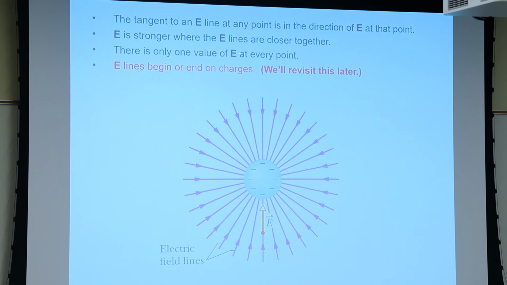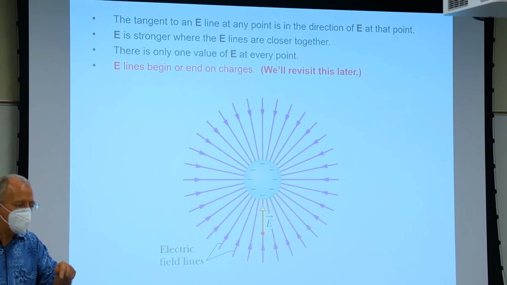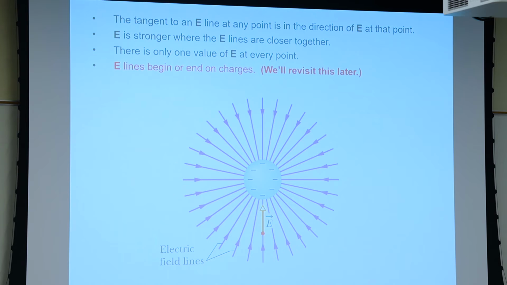There's only one value of E at every point. Well, that kind of makes sense, right? I mean, how could you have one point and have different values of the E field? That would be crazy, right? At one point you can have one E field. E field lines begin or end on charges.